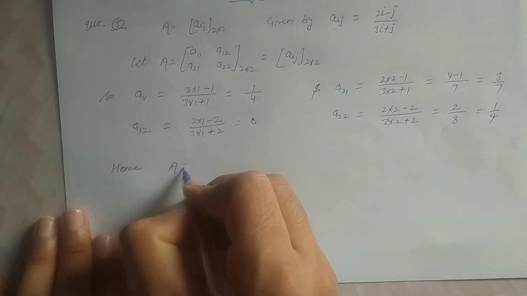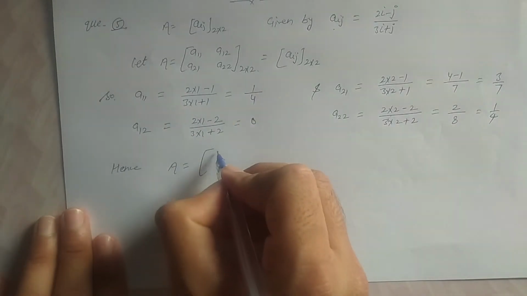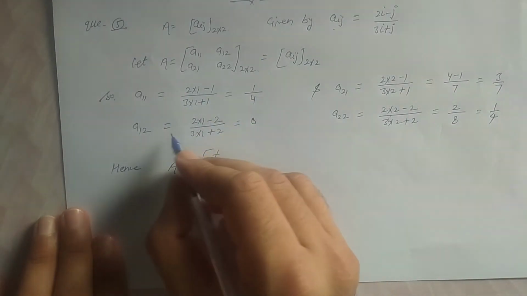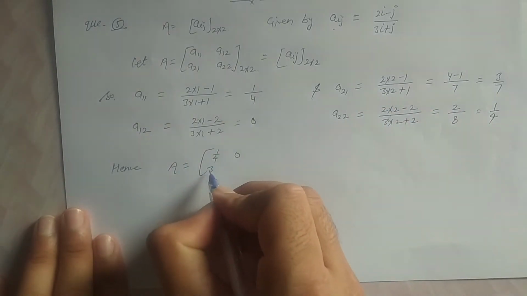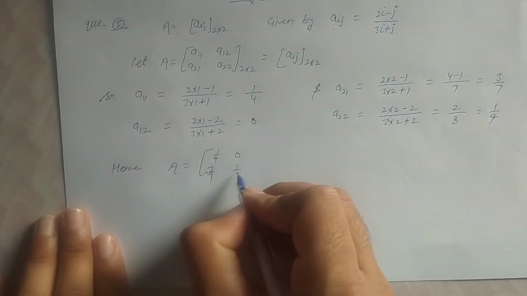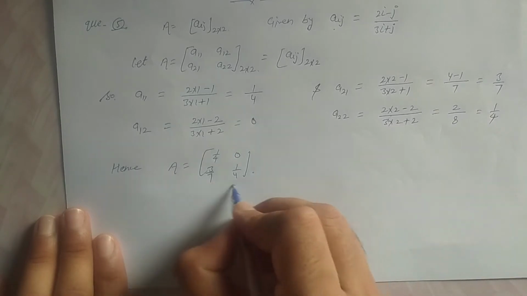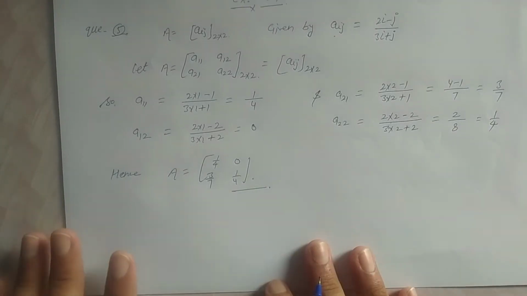Hence, A is equal to [A11 equal to 1 by 4, A12 equal to 0; A21 equal to 3 by 7, A22 equal to 1 by 4]. That is the answer.